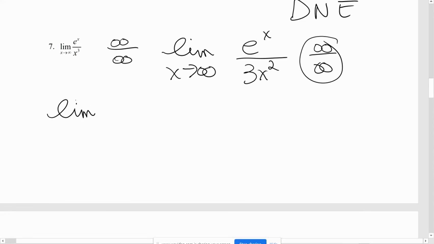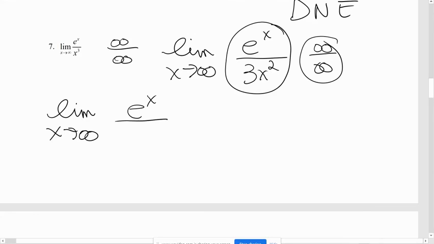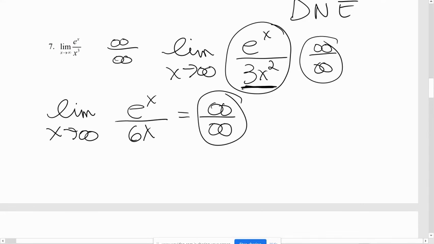So we'll do the limit as x approaches infinity of the derivative of this now. So the derivative of that would be e to the x over, and then the derivative of this would be 6x. And if I plug in infinity there, that's going to be e to the infinity, which is infinity, and 6 times infinity, which is also infinity. Okay, so again, didn't help us, but we have infinity over infinity, so I can do L'Hopital's again.